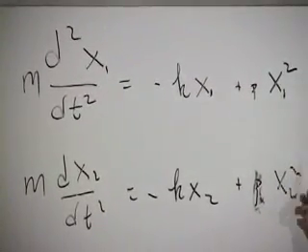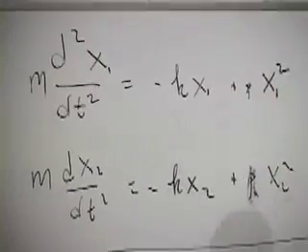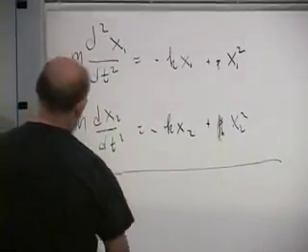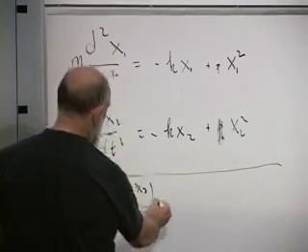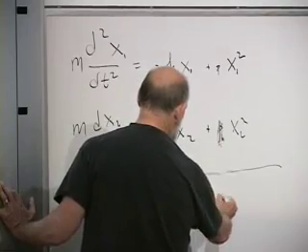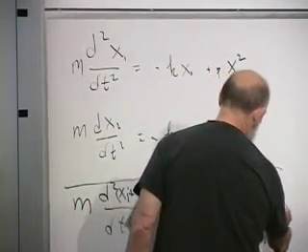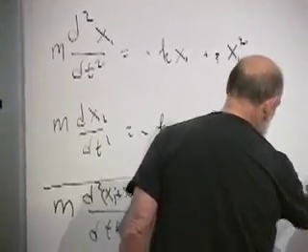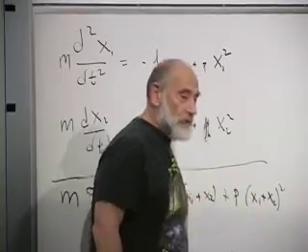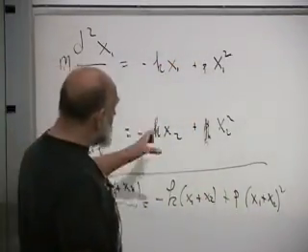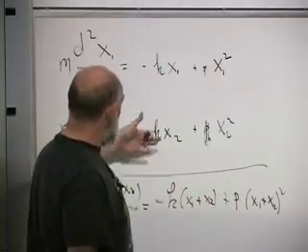Nonlinear means it has quadratic things in the fields, x squared. If you add these equations, what you'll get, m times d²(x1 plus x2)/dt² equals minus k times x1 plus x2. But the last term here, p, is not p times x1 plus x2 squared. I've written it, but it's not true. p x1 squared plus p x2 squared is not p times the sum of x1 and x2 squared. So x1 plus x2 is not a solution of the equation when you have something quadratic there. It simply doesn't solve the original equation, even though x1 and x2 do.